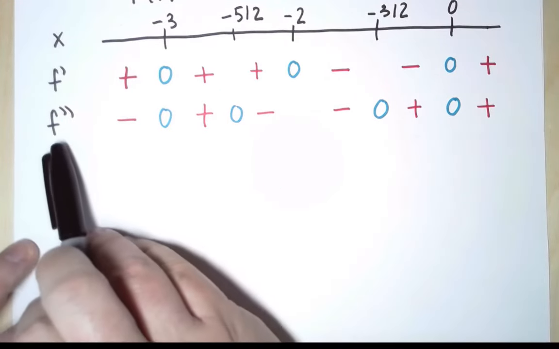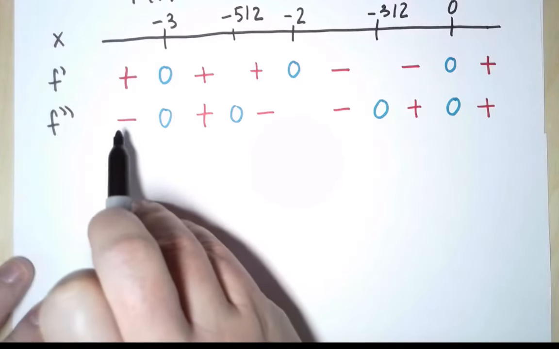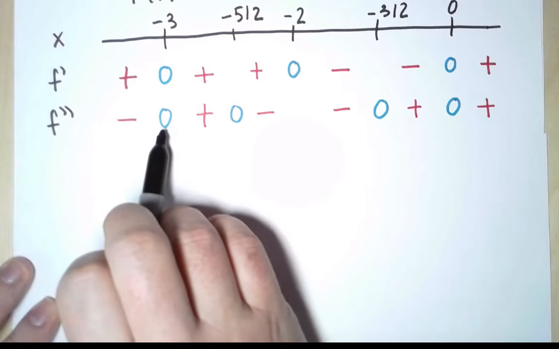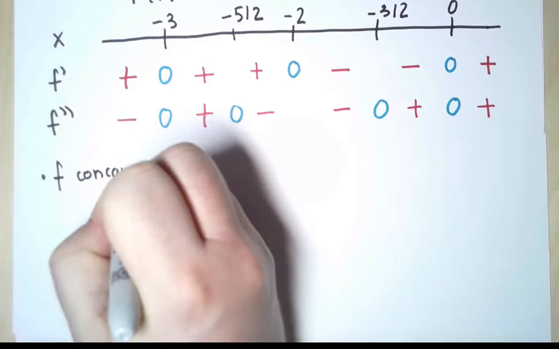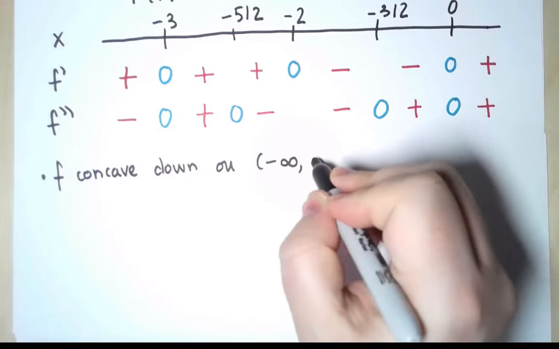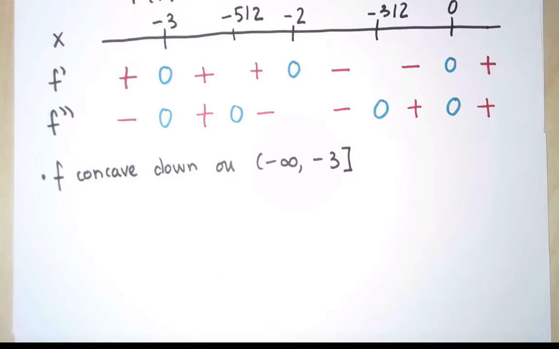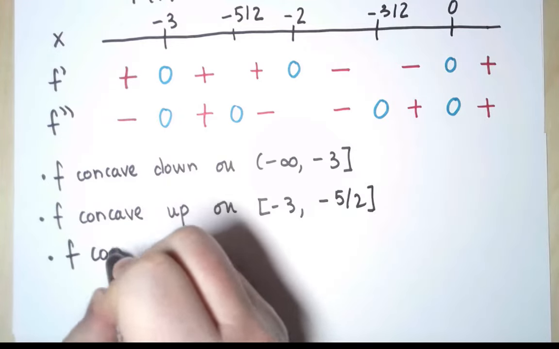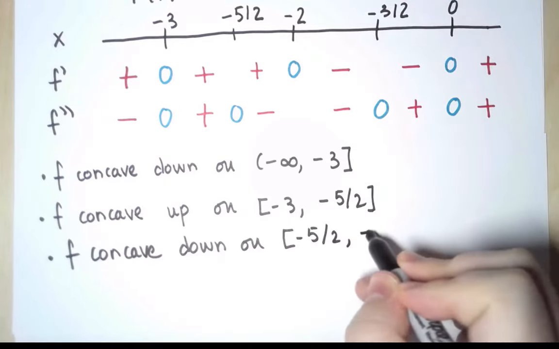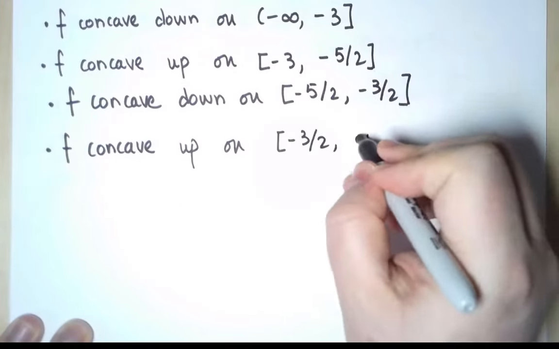Now that we know the sign of the second derivative, I can figure out where the function is concave up or concave down. The second derivative is negative all the way to -3. The function is continuous at -3. So the function is concave down from -infinity to -3. And I can do the same argument on the other intervals. The function is concave up from -3 to -5/2. The function is concave down from -5/2 to -3/2, and concave up again from -3/2 to infinity.